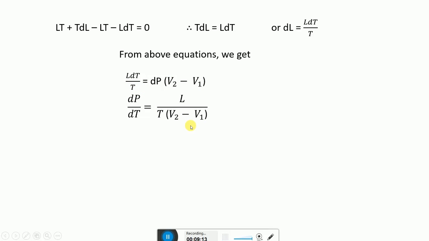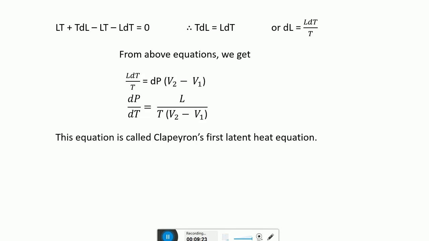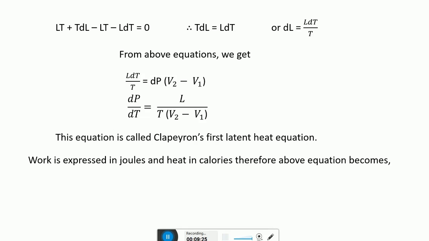This equation is called Clapeyron's first latent heat equation. Generally the work is expressed in joules and heat in calories. Therefore the above equation becomes dP/dT = LJ/(T(V2 - V1)), where J is the mechanical equivalent of heat.